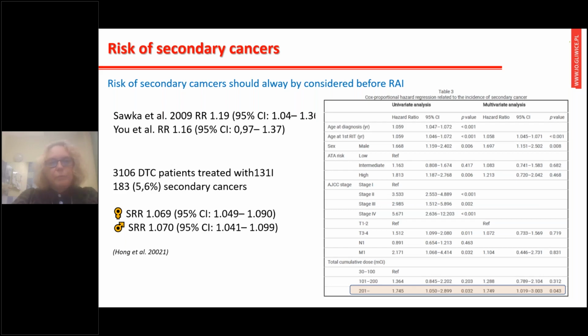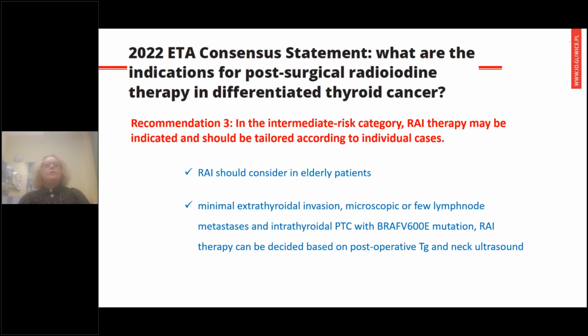But if you want to repeat the treatment in a patient that does not have persistent disease, we should always think twice before we do it. And I would like to finish this presentation with the ETA 2022 consensus statement on the indications for post-surgical radioiodine therapy in differentiated thyroid cancer.